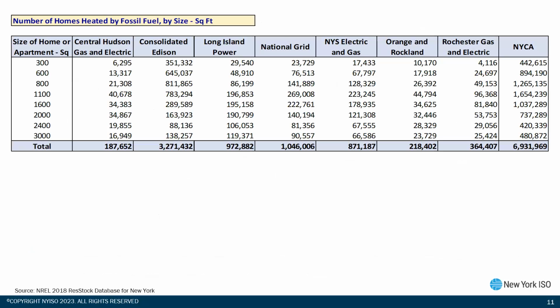So in New York, I have the different major investor-owned operating companies and the New York control area as a whole in total. And I've stratified this by the building size categories that are embedded within ResStock. And this is telling us the number of homes by size of square foot. There's just under 7 million homes.